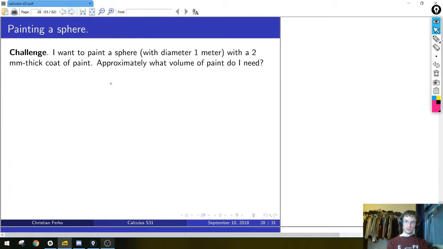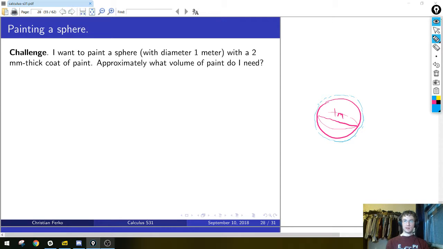All right, let's bang out the last couple then. Okay, so I'll ask you to kind of speak your thoughts aloud on this because this is a bit of a content-rich problem. I think it's very interesting. So suppose I want to paint a sphere. The sphere has a diameter, not radius, of 1 meter. So this is 1 meter. And I want to paint it with a 2 millimeter thick coat of paint. I'm drawing this bigger than it would be, exaggerating the thickness of the coat of paint just so we can see it in the drawing.